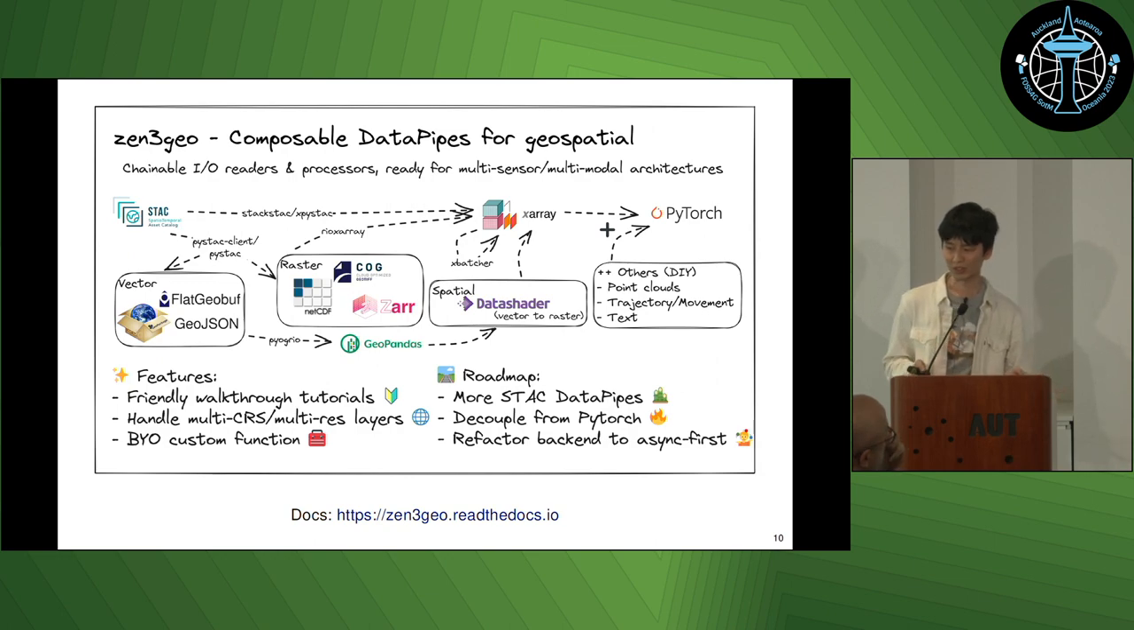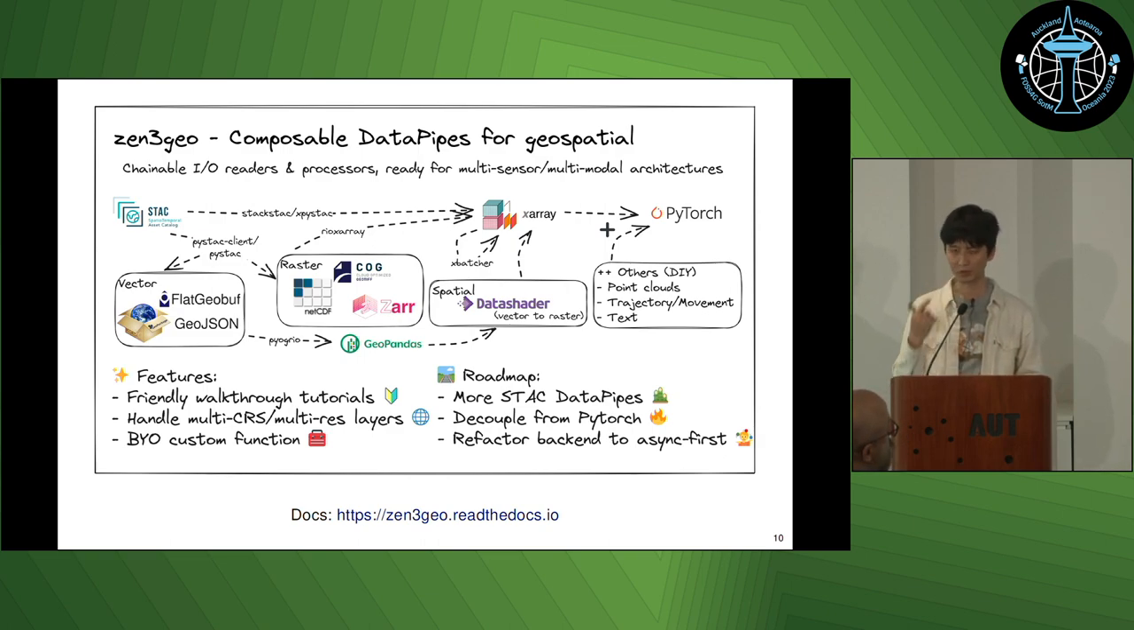And to chain all of these operations together, you could write your own individual scripts. Or you can use a library called Zen3Geo. I've developed this library myself. It's composable data pipes for geospatial data. Basically, it implements a lot of I/O readers for all sorts of geospatial data. So if you have data in a STAC catalog, you can use stackstac to feed it into an Xarray dataset.